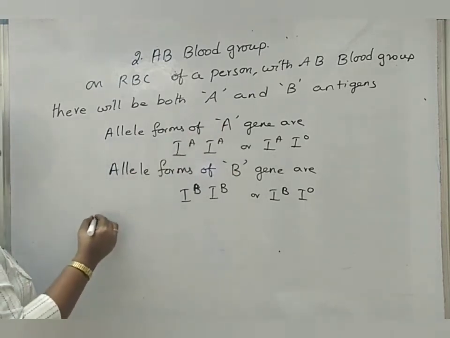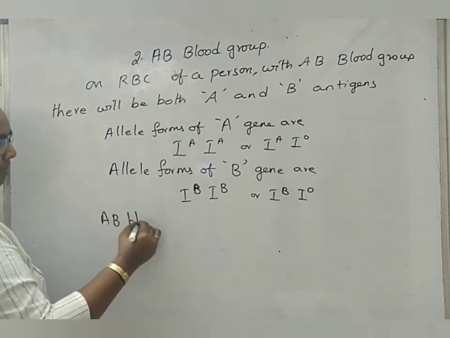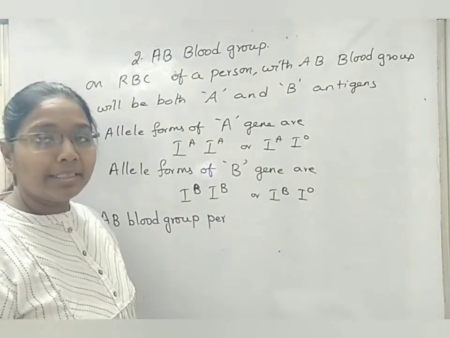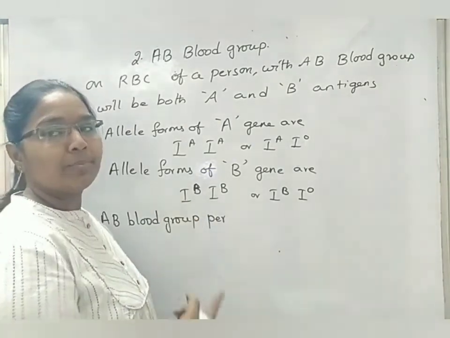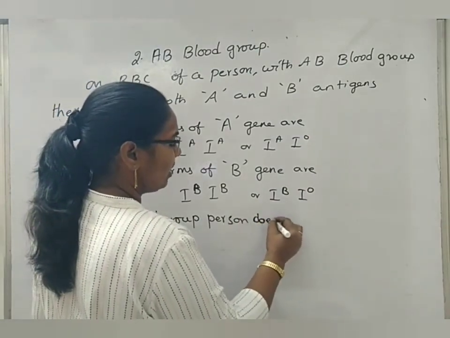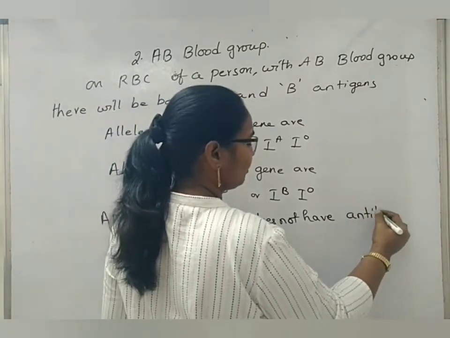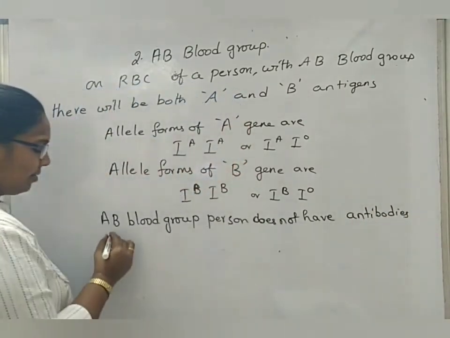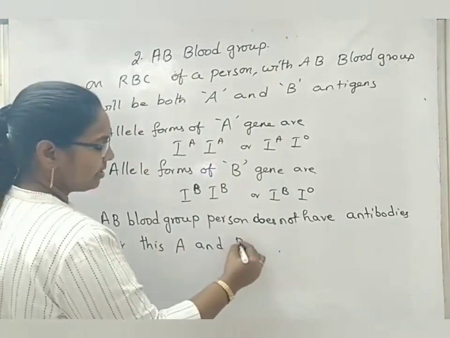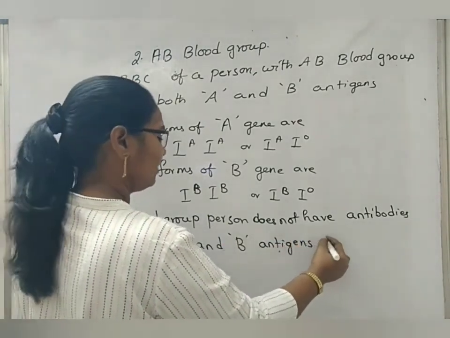Now, an AB blood group person will not have any antibodies in his blood for these two types of antigens. The person does not have antibodies for these A and B antigens in his blood.